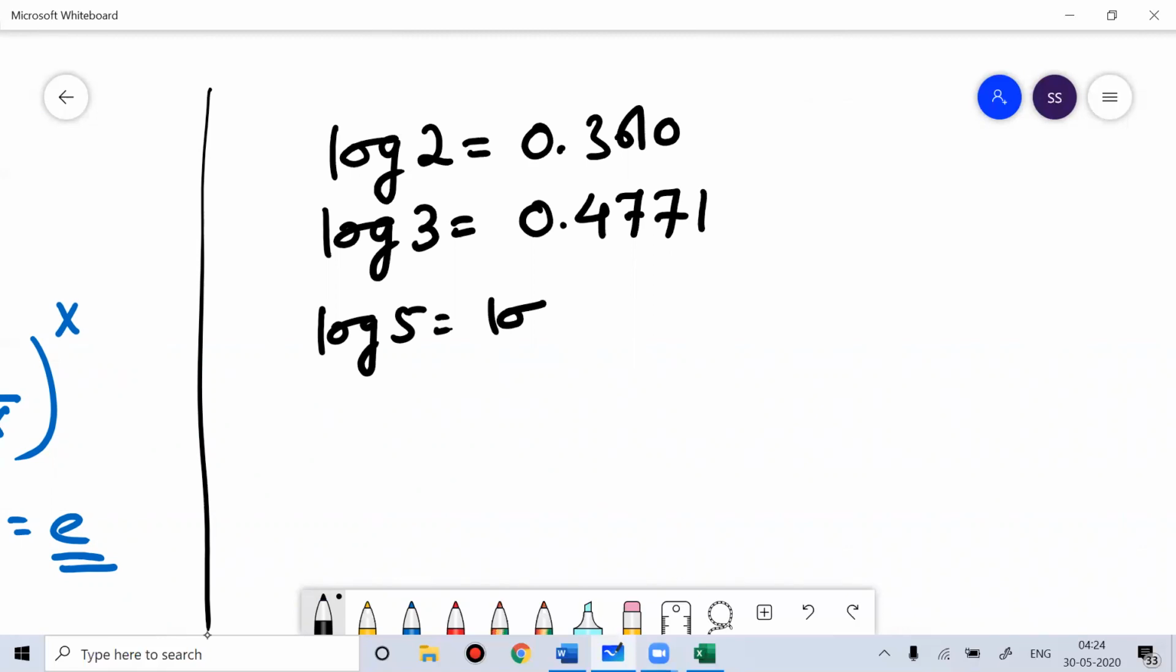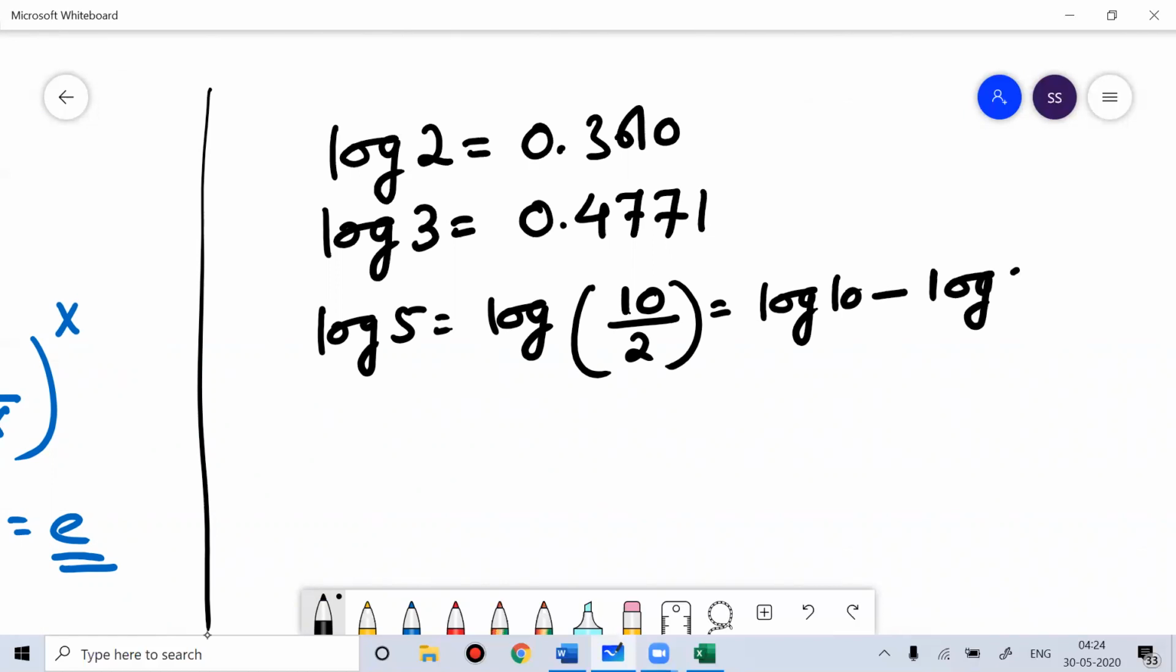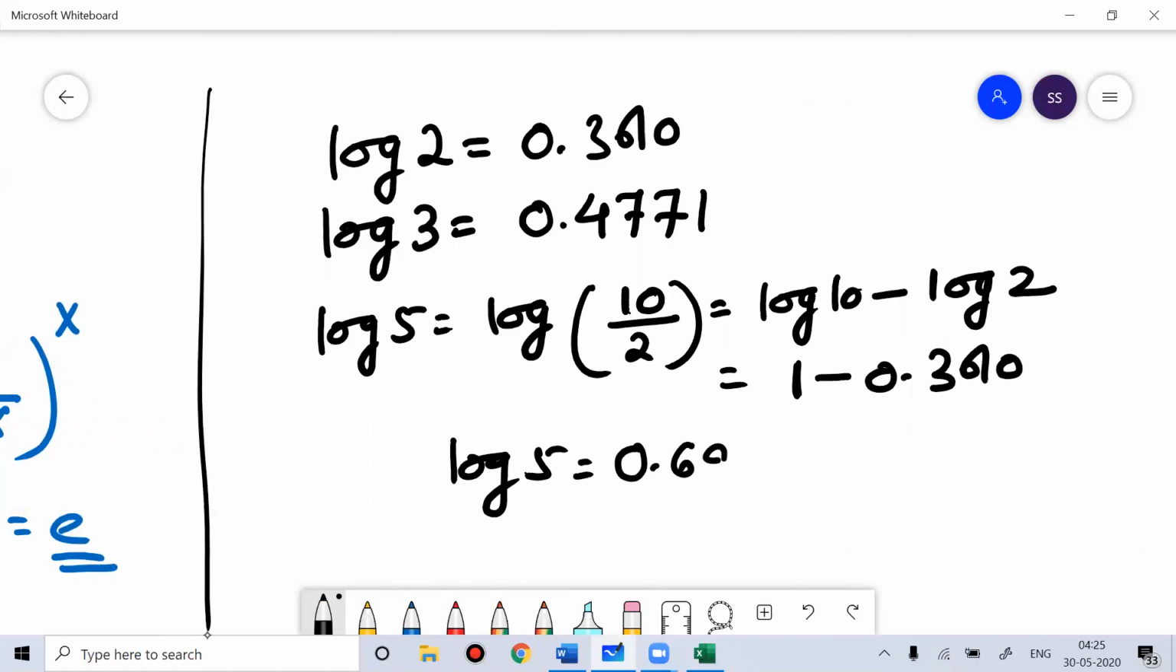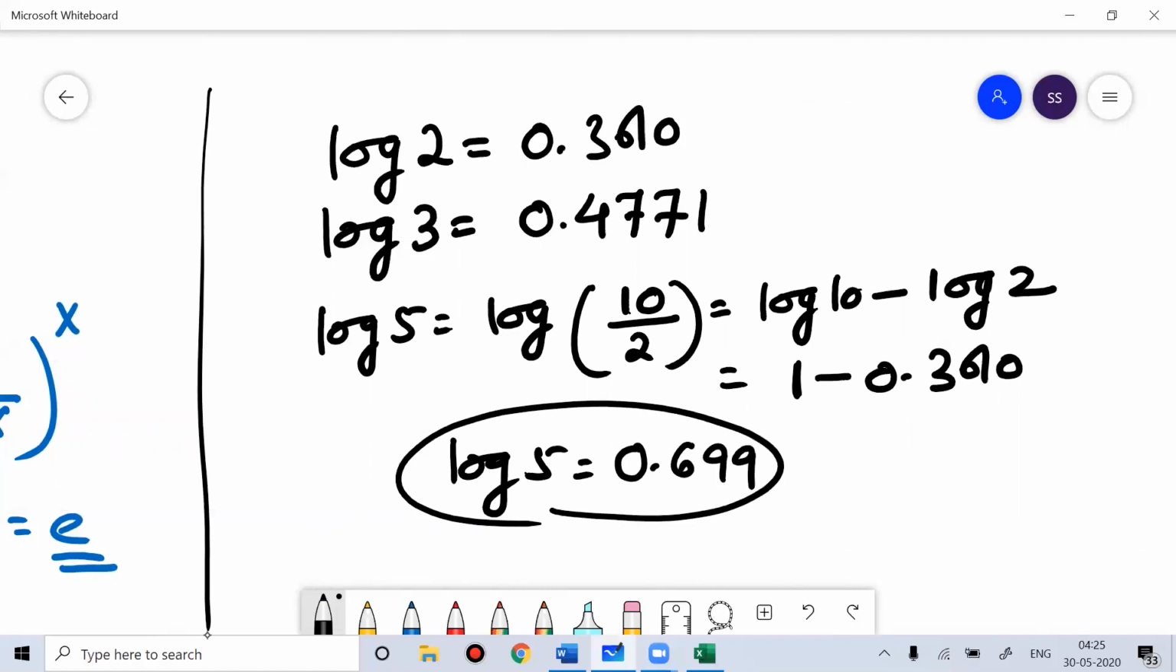So log 5 would be nothing but log of 10 divided by 2. Log of a by b is nothing but log of a minus log of b. So if you do this, log of 10 base 10 will give you 1 minus 0.3010. So if I ask you the value of log 5, the value of log 5 is 0.699.